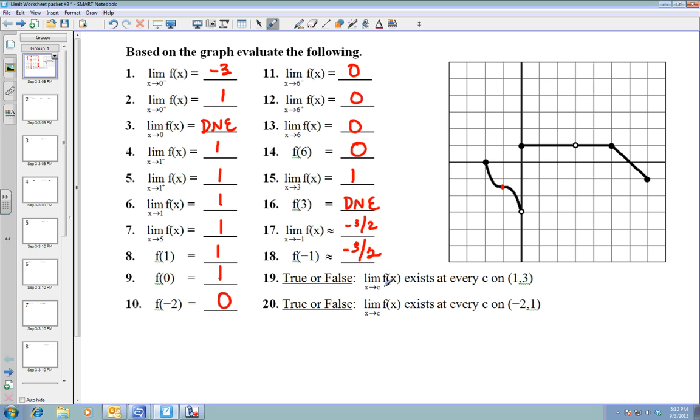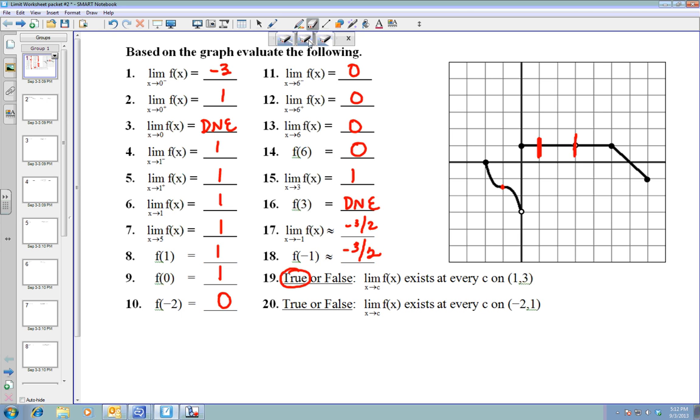True or false? The limit exists as x approaches c at every c between 1 and 3. Okay, so here's 1. I'm just going to make a little mark. Here's 3. We're not including the endpoints because it's an open interval because of the parentheses. So in between these 2 points, does the limit exist for every one of those? And that is true.